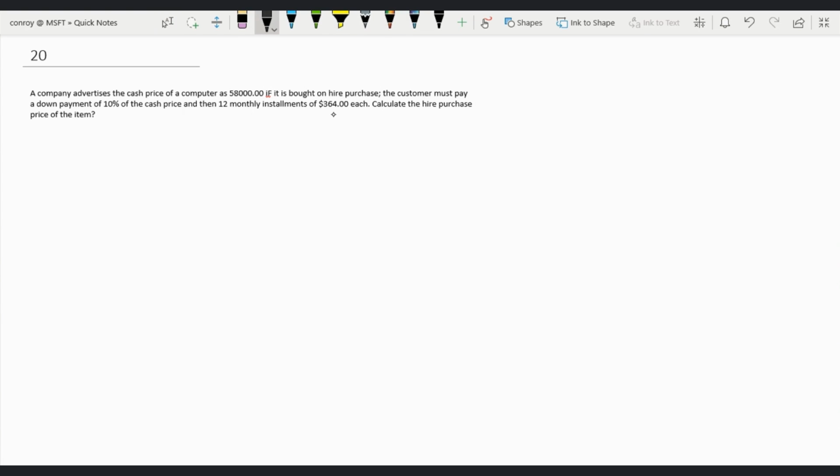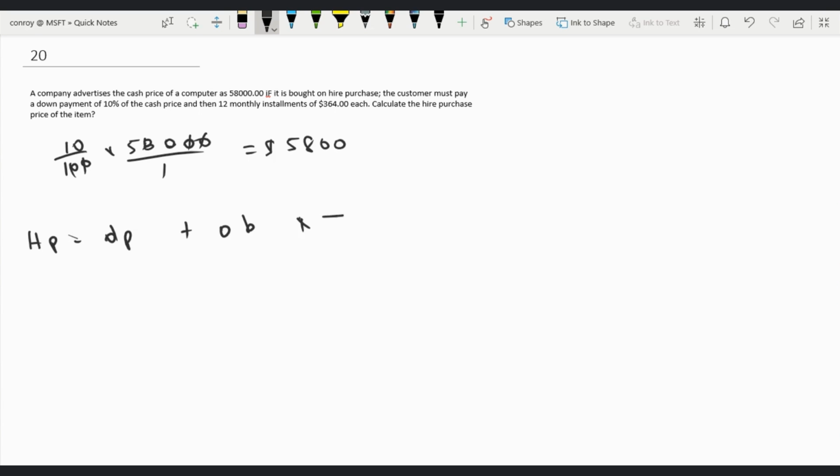All right, so we need to find out what is 10% of the 58,000. We cancel our zeros in the denominator with those in the numerator. It will be 10 times 580, which gives us 5,800. With that now, we know hire purchase, HP, is equal to the down payment plus the outstanding balance times interest.